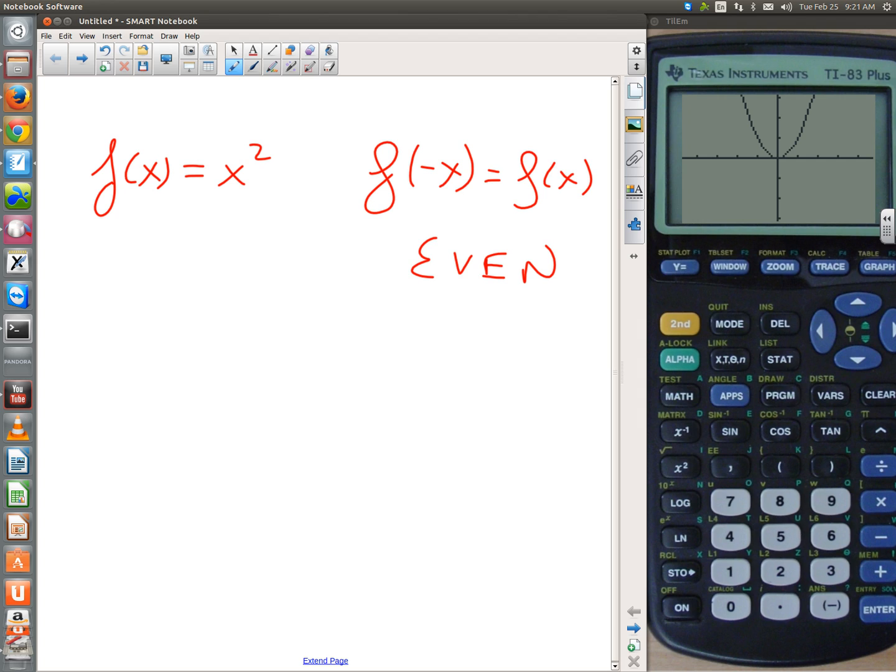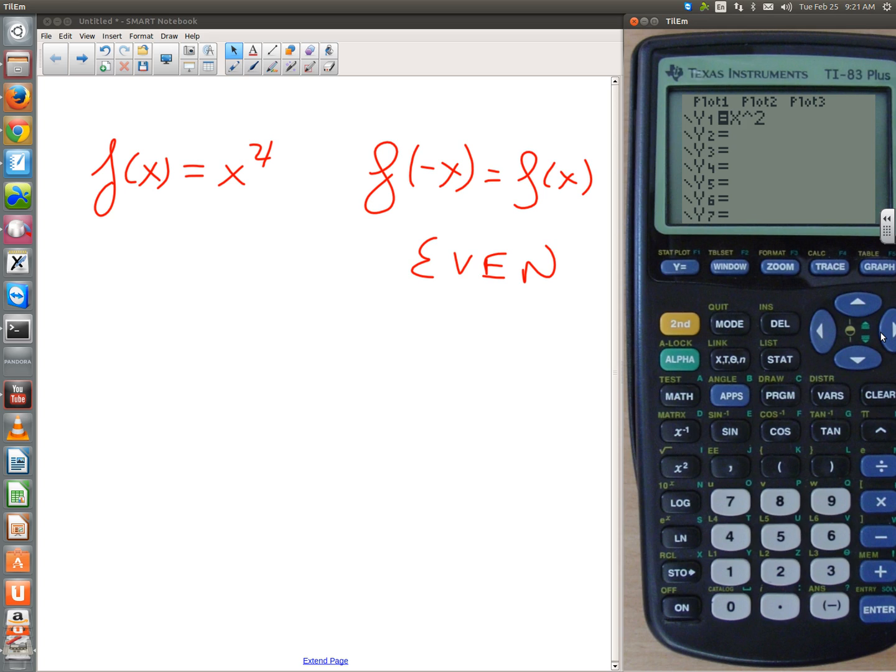So what about x to the fourth? What's the difference? Is there a difference? Does it have the same characteristics though?